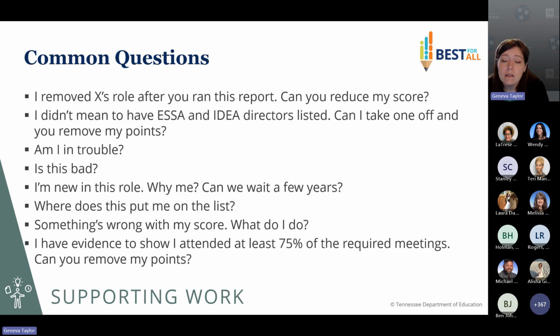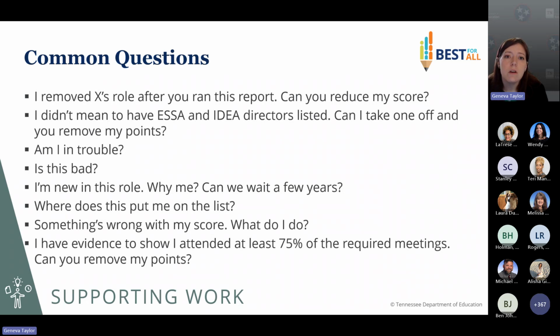Is this bad? Is monitoring a bad thing? It's probably easy for me to say in my role that no, it's not a bad thing. But I hope you feel the same way. Recently, the Tennessee Department of Education has been monitored by OESE, which is ESSA, OCTAE, which is CTE, and will be monitored very soon by OSEP, which is for IDEA. And I find all of those processes very useful.